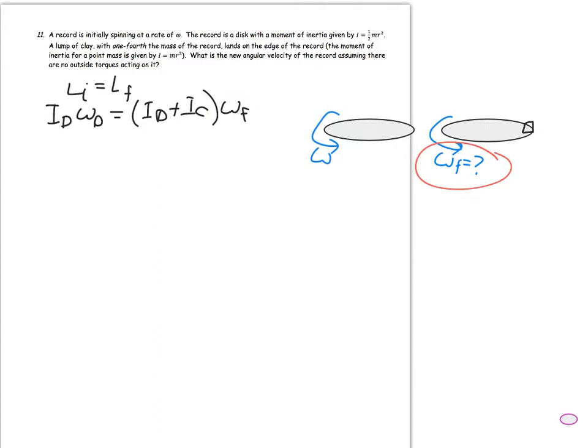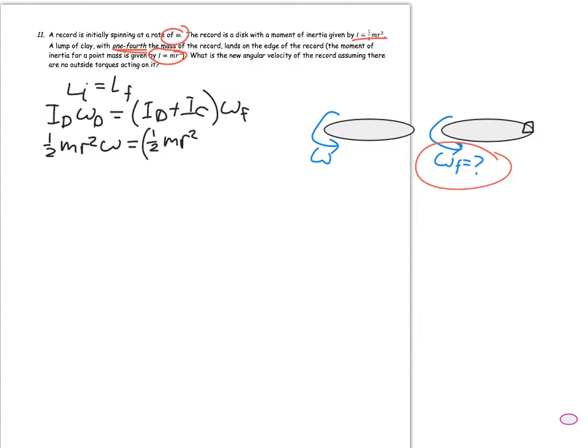We're told here that the disk has a moment of inertia given by 1/2 mr squared. We don't know what the mass or radius is, so I'm just going to leave this as 1/2 mr squared times our angular speed, which we're told is omega initially, and that's going to be equal to the sum of the moments of inertia. So we have 1/2 mr squared for the disk, and for the clay, we're going to treat it as a point mass, so it's just mr squared, and we know that it's 1/4 the mass of the record.